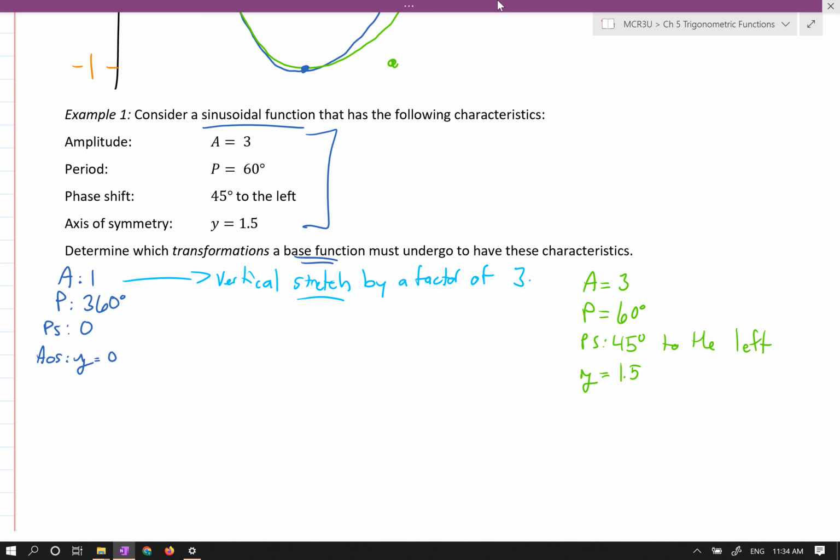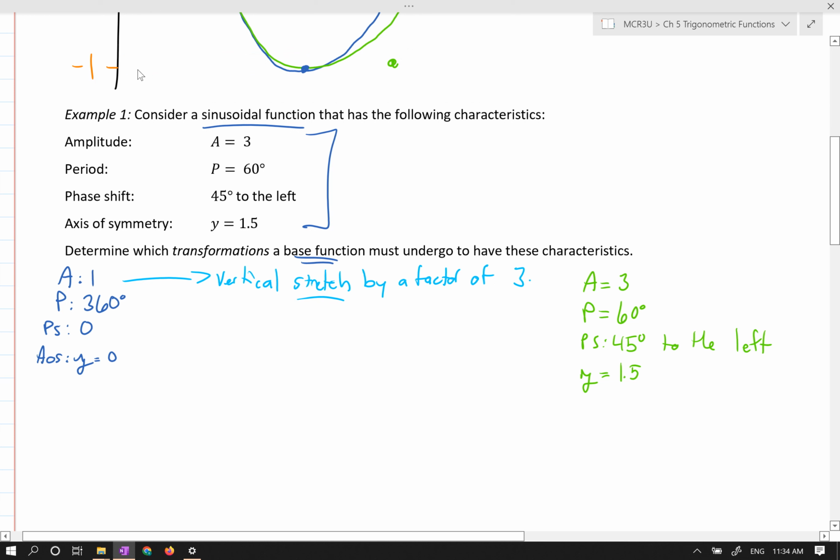Of 3. Fantastic. Okay, then my period. All right, well, my period was originally 360 degrees, and now it's 60 degrees. So what did I multiply 360 by to get to 60 degrees? Well, I'll need to divide it, right, because it's a smaller number, or rather I'll multiply it by a fraction.